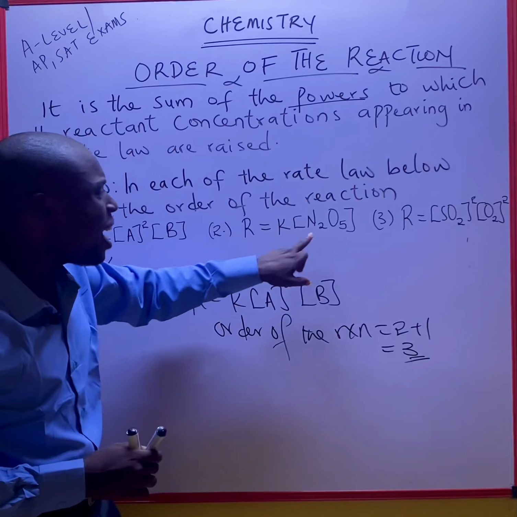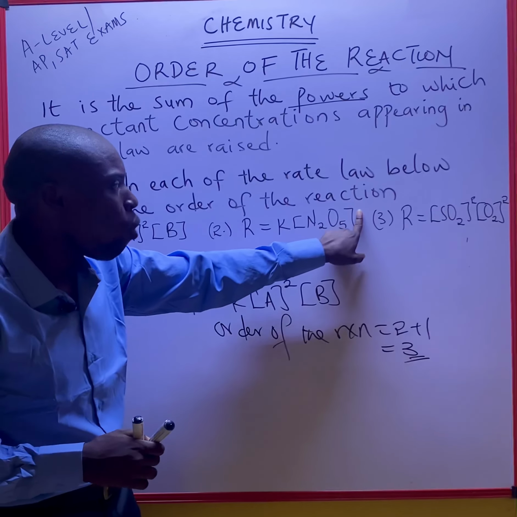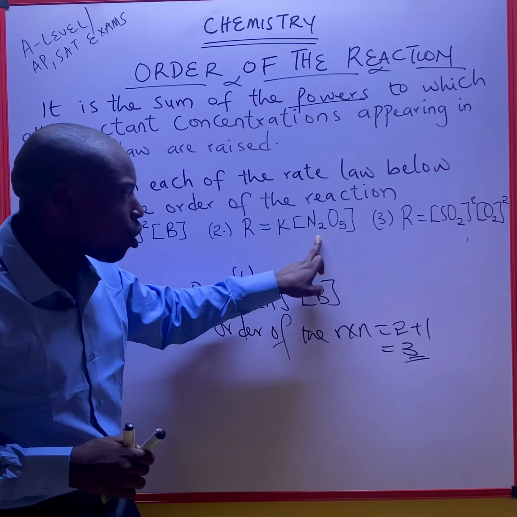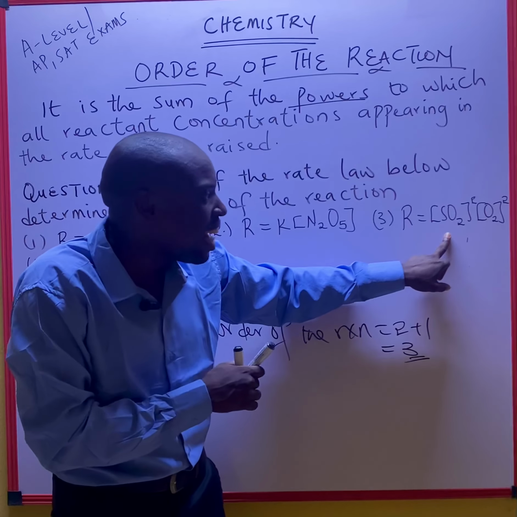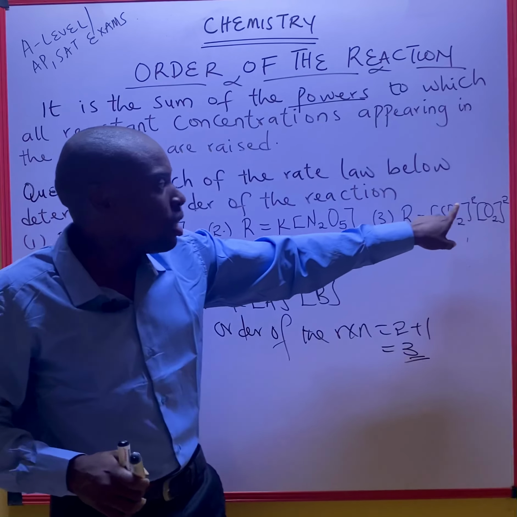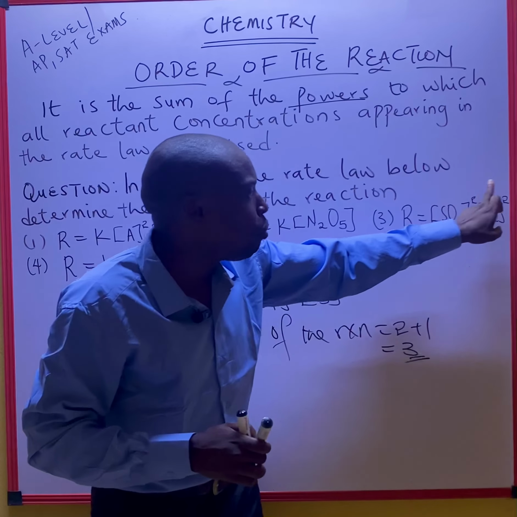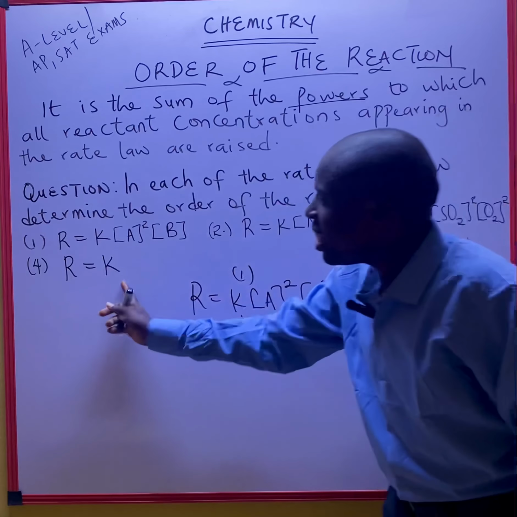Now, the order of this reaction in question number 2 here is 1. So this is a first order reaction. Now, the order of question 3 here is 4, which is a fourth order reaction. 2 plus 2 is 4.